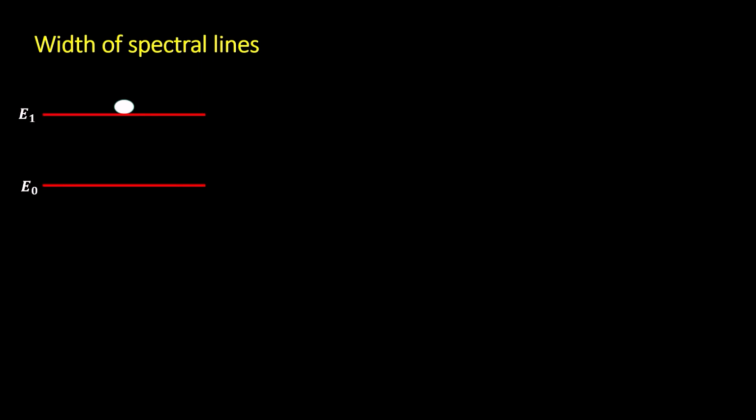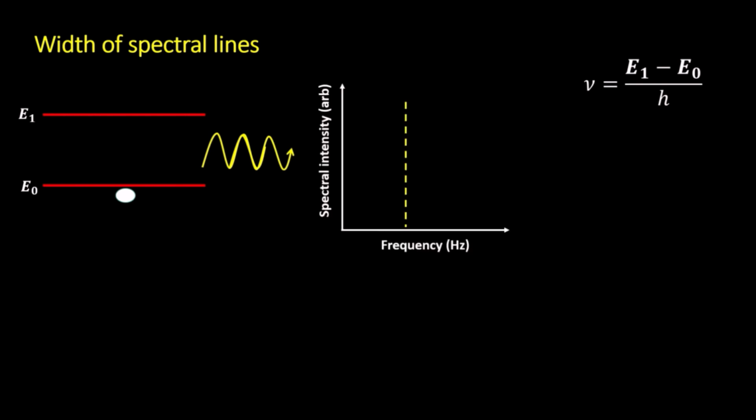You know that spectral emission happens when an electron makes a transition from an excited energy state to the ground state or a lower energy state. Then the frequency of the emitted photon must be exactly equal to the difference in energy of these levels divided by the Planck's constant. So we expect a sharp line spectrum like this one. But in reality, we get a spectrum with a finite width. So let's see what is the role of the uncertainty principle here.